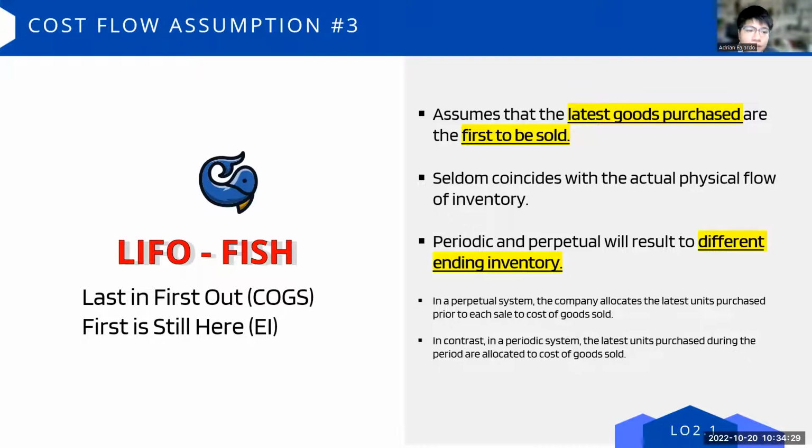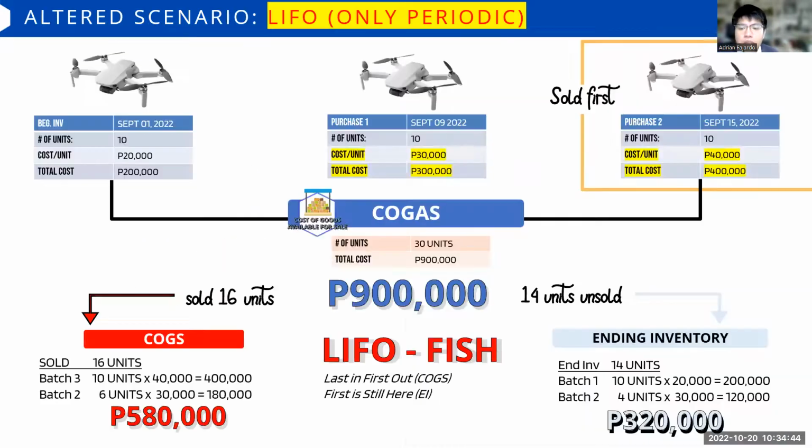So, one of the main differences between FIFO and LIFO is that LIFO will give you different ending inventories. And as you know, LIFO is not accepted in generally accepted accounting principles, right? Because it's easy to manipulate. So again, same scenario, pero iba lang yung assumption.